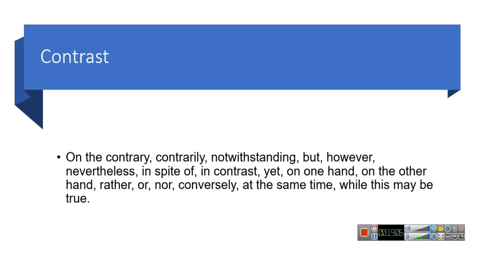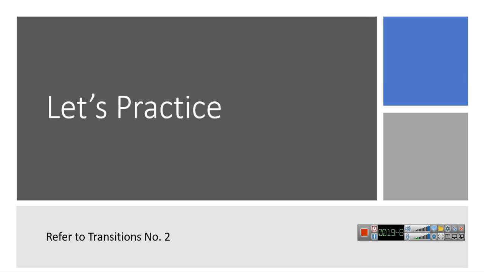We also have transitional phrases for contrast. So we have on the contrary, contrarily, notwithstanding, but, however, nevertheless, in spite of, in contrast, yet, on one hand, on the other hand, rather, or nor, conversely, at the same time. While these may be true. Look at this one: while these may be true. This is when I said that you can be as original as you can. And that's going to give you more points in regards to the CEPT exam.